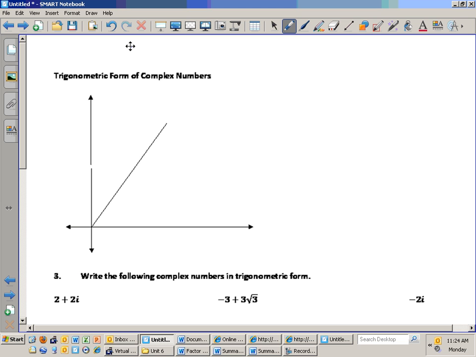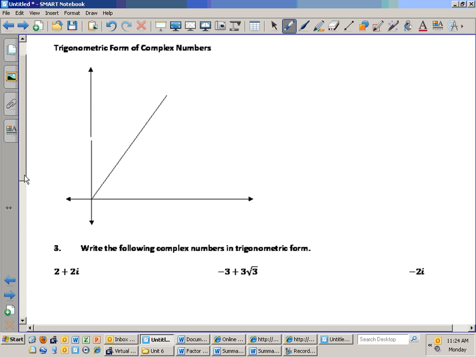We need to now talk about the trigonometric form of complex numbers. So we want to take a complex number and write it in a form that involves trig. And this is extremely useful to us. It's hard to tell you why right now, but it is. So we're going to plot this. We're going to call this z, which is equal to a plus bi. As you can see, it makes a triangle with an angle of theta.